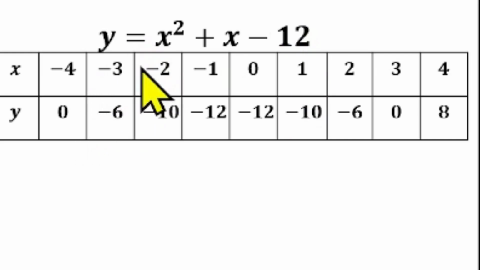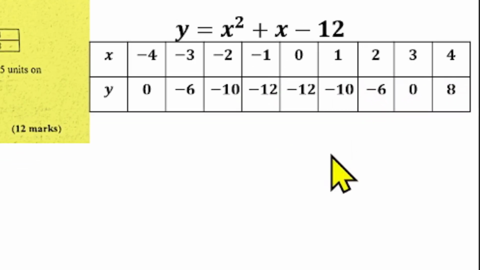The next one, your x is minus 3. Put that here, minus 3 squared will give us 9. Then you have minus 3. 9 minus 3 will give us 6. Then 6 minus 12 will give us minus 6. The next one, your x is minus 2. Put that here, minus 2 squared will give us 4. Then minus 2. 4 minus 2 is 2. Then 2 minus 12 gives us minus 10. Then you can complete the rest yourself in that pattern.